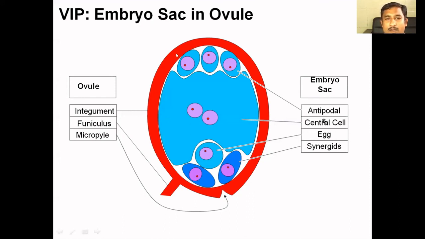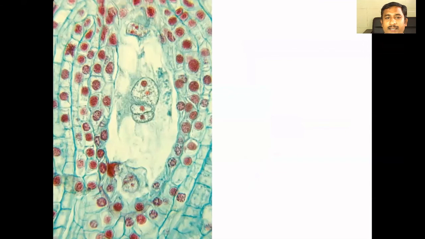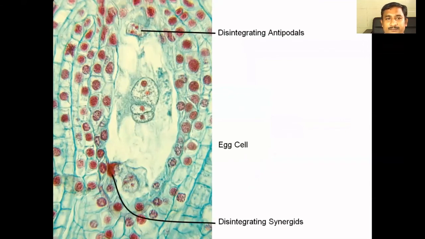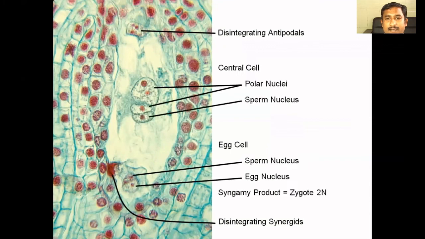Okay, and this outer tissue, the red color, is called the integument, and there is the nucellus and the micropyle here at the end. This is the structure of the embryo sac in an ovule. Okay, this is the cross section that depicts the embryo sac.